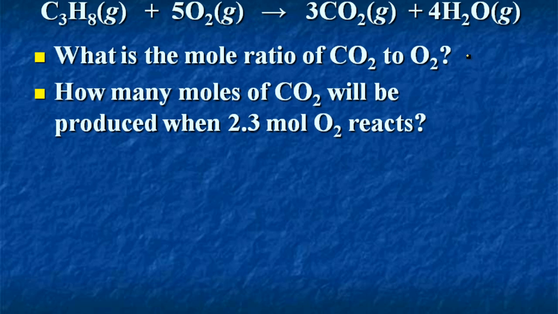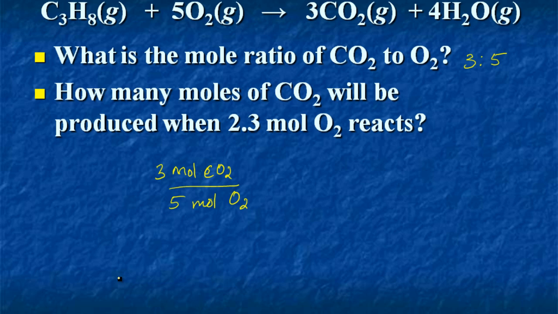So 3 to 5, or if you want to write that as a fraction, how would you write it? You will write 3 mole of carbon dioxide over 5 mole of oxygen. Good. So that is the first question. Now the second question is, how many moles of carbon dioxide will be produced when 2.3 mole of O2 reacts?